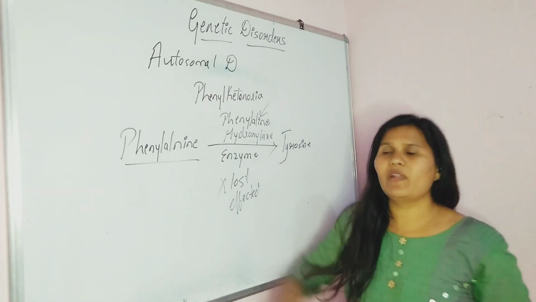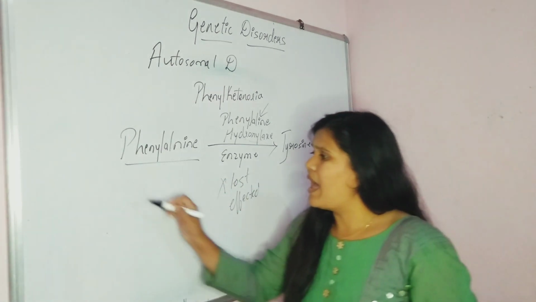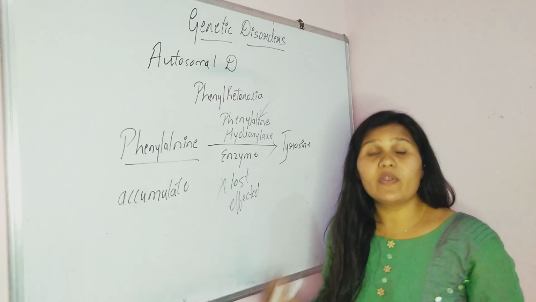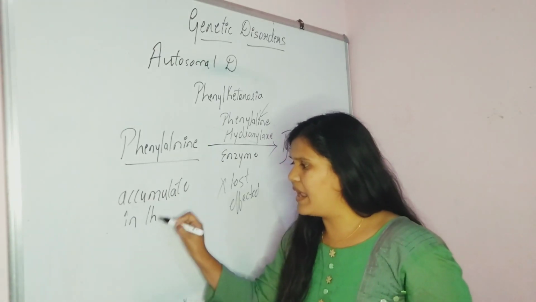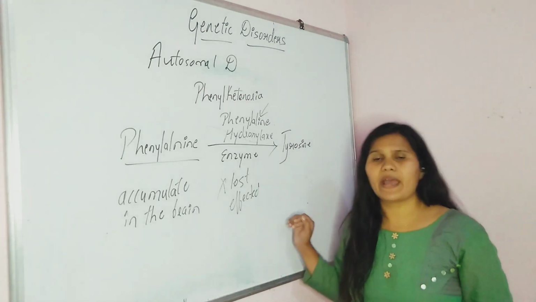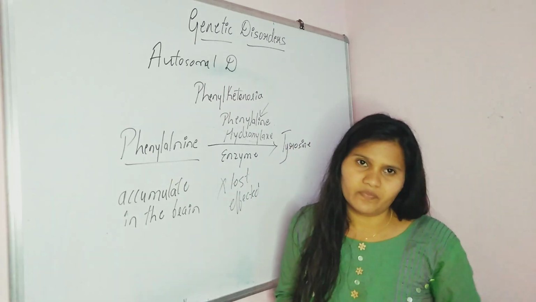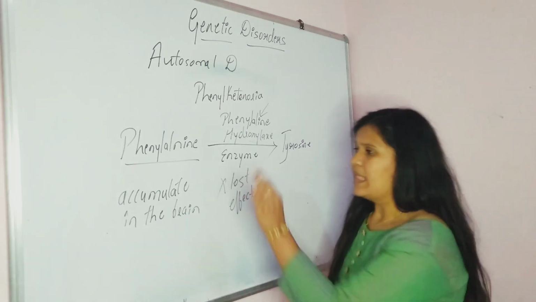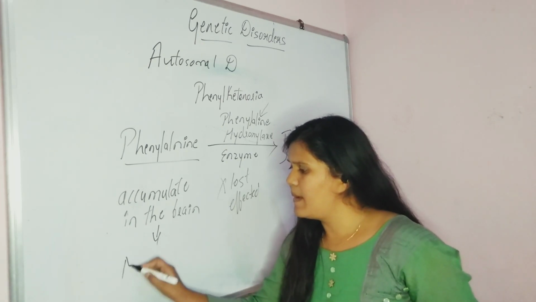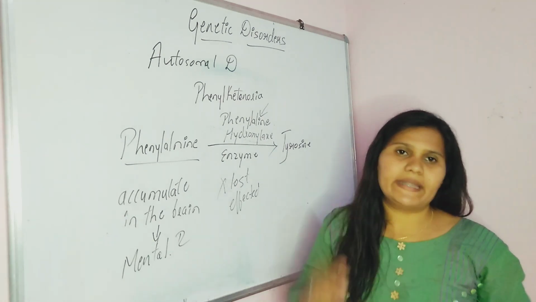So due to that, what will happen here? This phenylalanine will start to accumulate. But where will this accumulate? It will accumulate in the brain. So in the brain, due to the stop in the production of this hydroxylase enzyme, this phenylalanine will accumulate in the brain, and there will be no production of tyrosine also, which leads to mental retardation in the person or mental disorders.